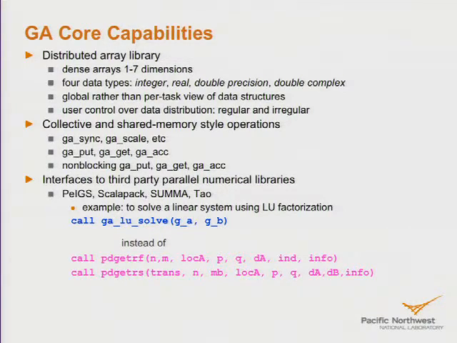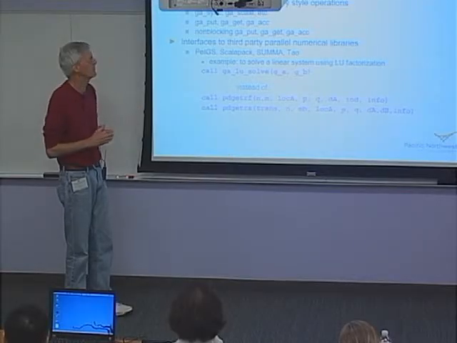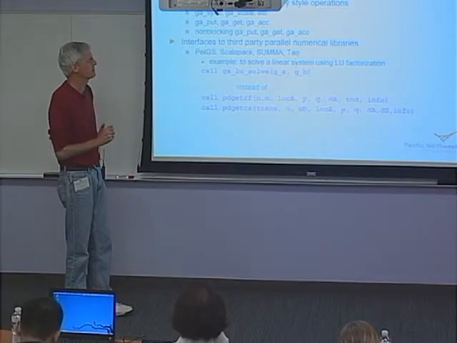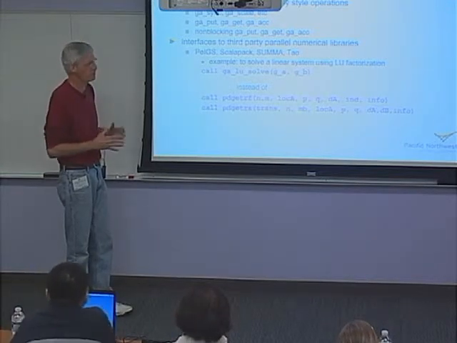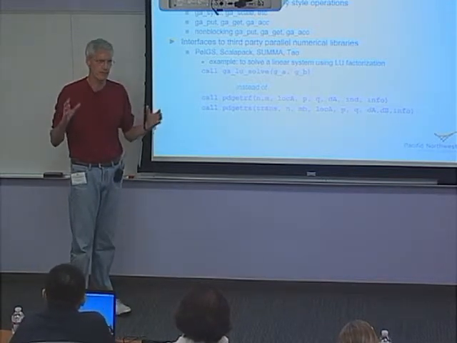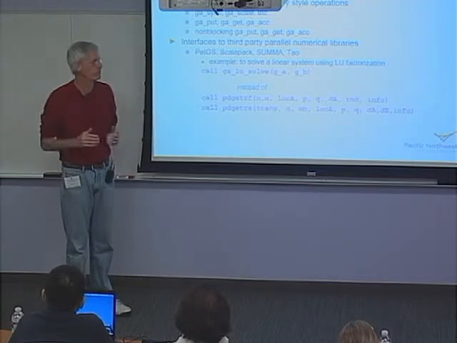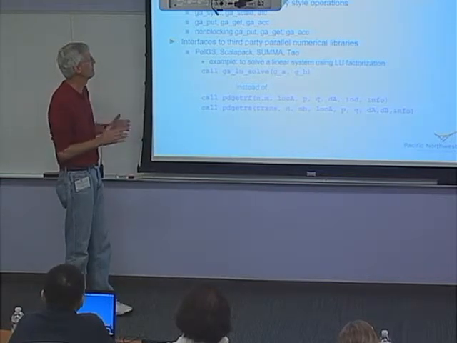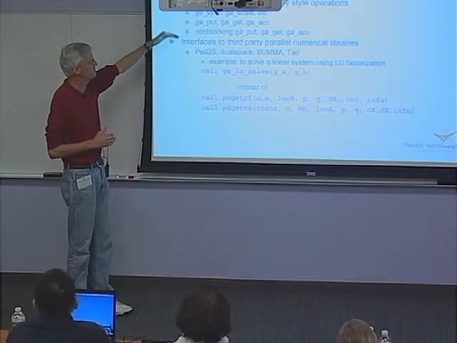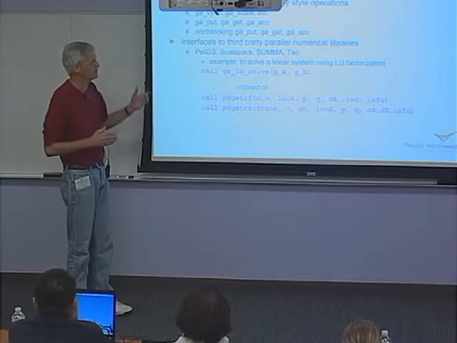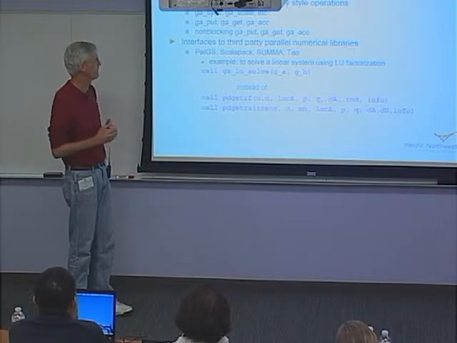So you have a lot of control over data distributions, how much data gets assigned to each process. There's a lot of collective operations, things that you can do on the entire array, like scale all the values by some value. And basically a complete set of one-sided put, get, and accumulate operations, and also non-blocking versions of them.